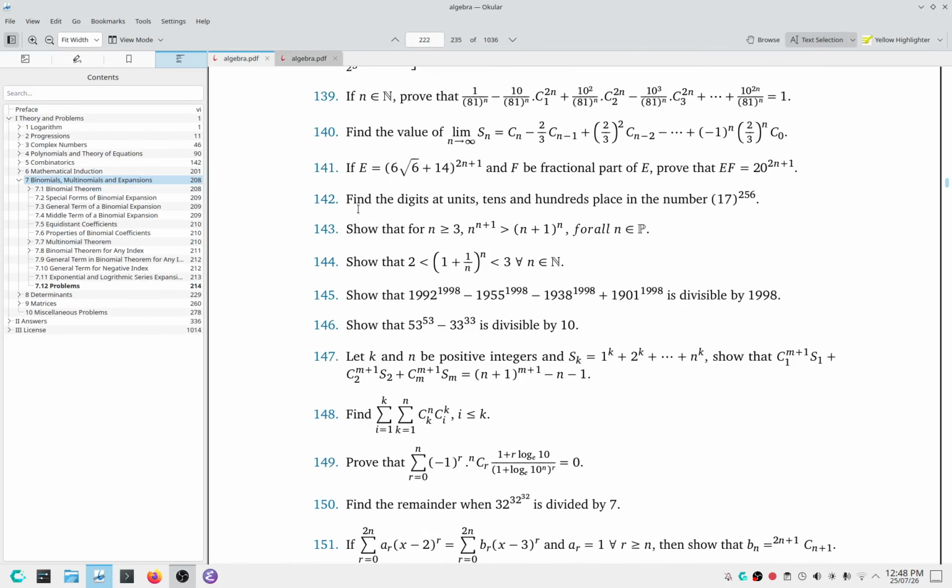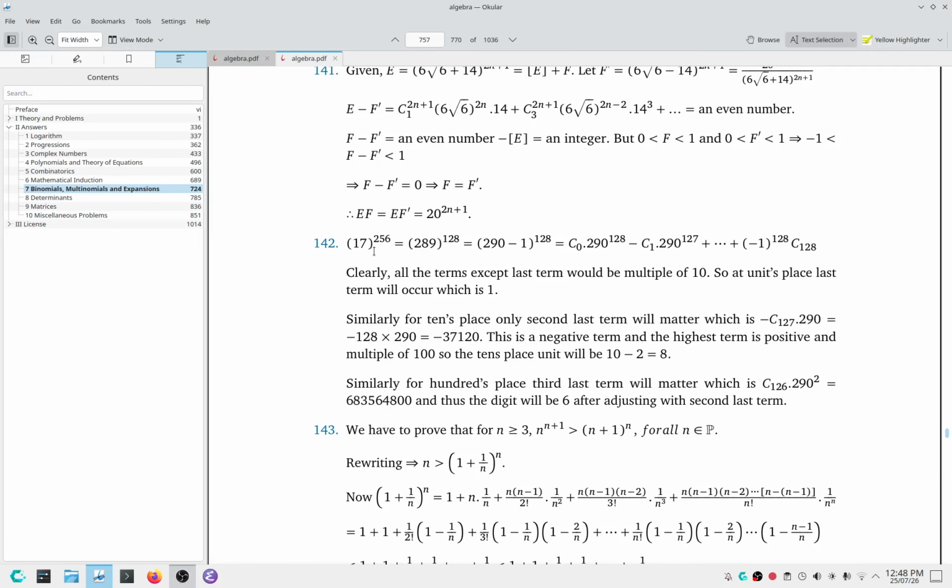Question 142 says that find the digits at units, tens, and hundreds place of the number 17 to the power 256. So 17 squared is 289. So the power will be half, here 128. And 289 is nothing but (290 minus 1) to the power 128, which is equal to 128 C0 290 to the power 128 minus 128 C1 290 to the power 127 and so on up to minus 1 times 128 C 128.